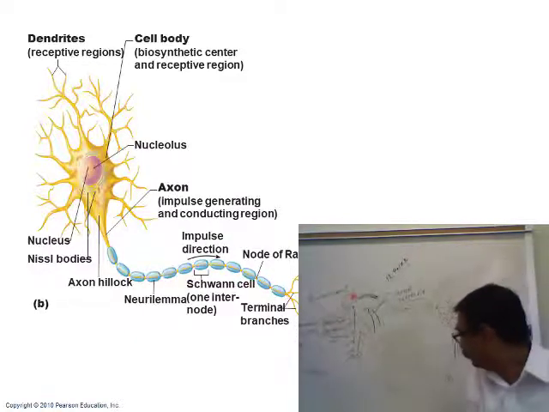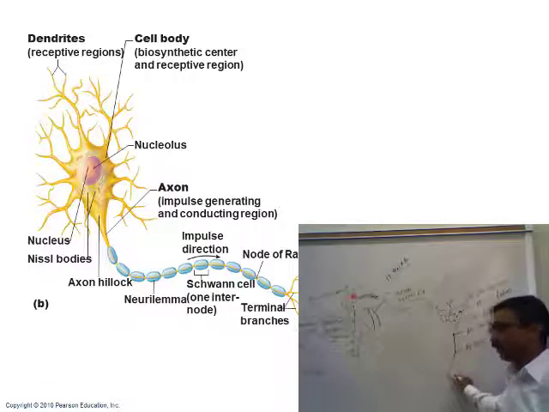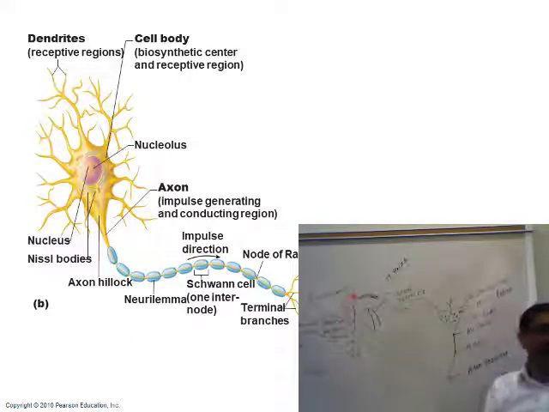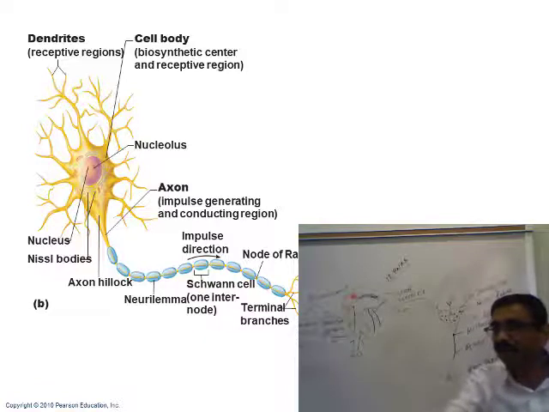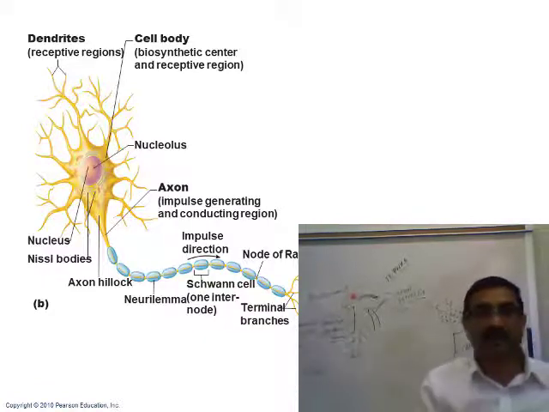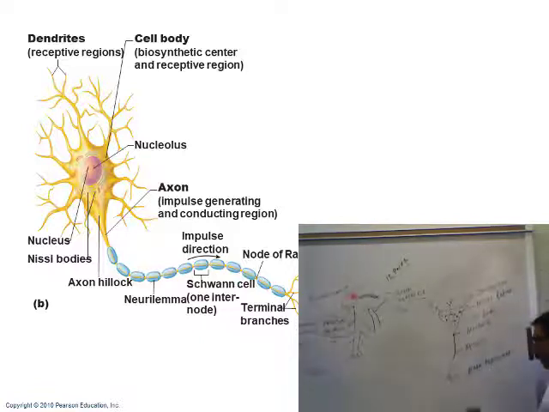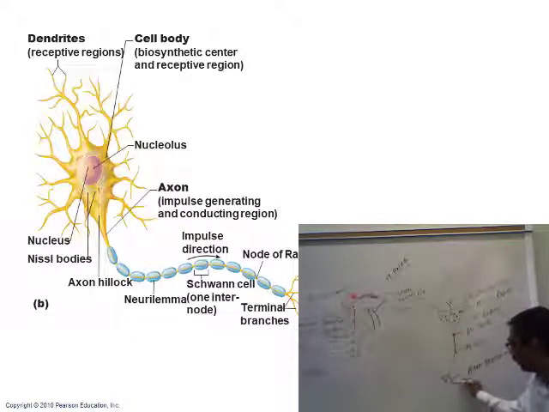The end of the axon is called what? I mentioned it when I talked about the neuromuscular junction. Axon terminal, right? The end of the axon is called the terminal, the axon terminal. And at the terminal, you have button-like structures. Those are called terminal buttons.